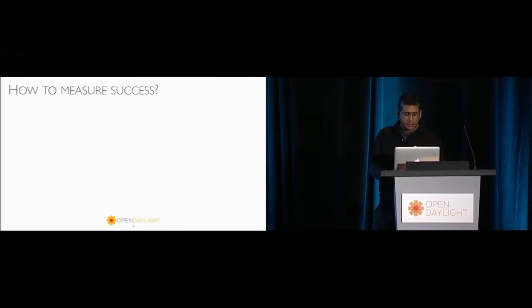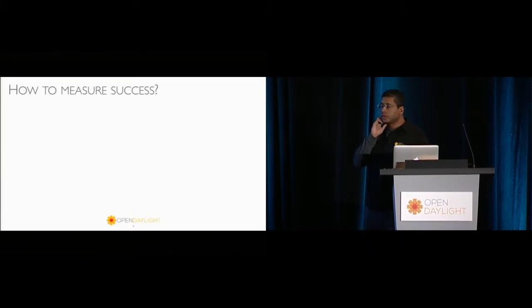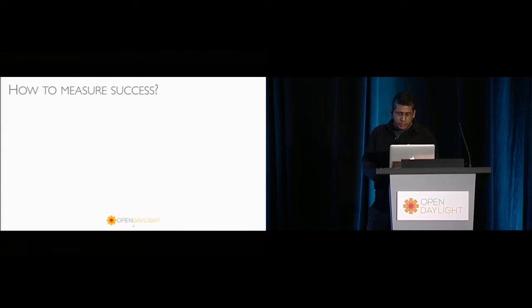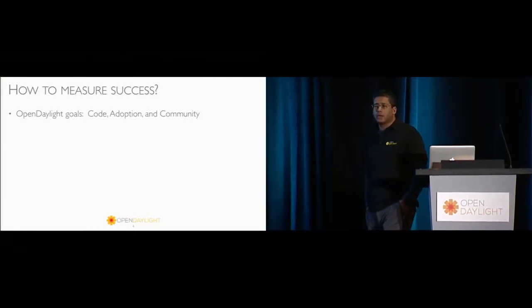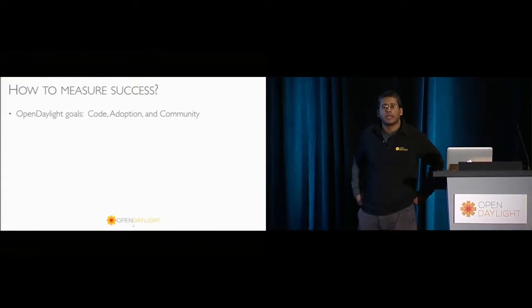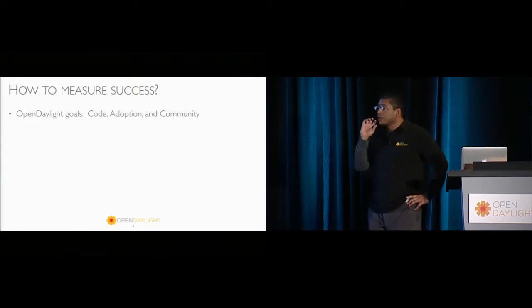This is where I'd be interested in some of your opinions also after having looked at some of the data. So the first question we need to ask is, how do we measure the success of an open source project? There's a few metrics that come to mind immediately, and we could start by having a look at OpenDaylight's stated goals. OpenDaylight's goals, as Inder described in that talk last year, were around 3 main things.